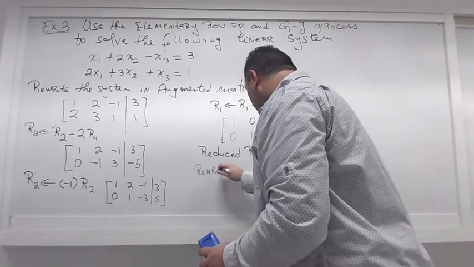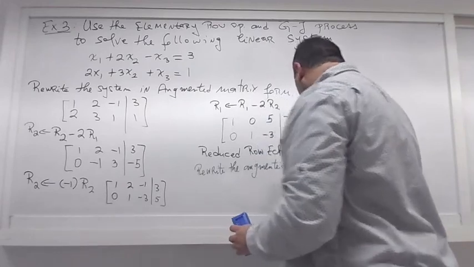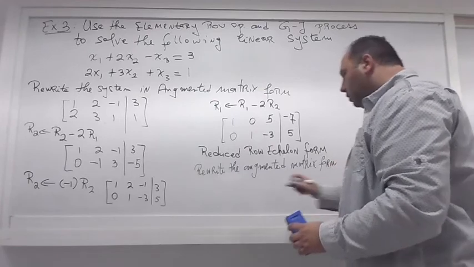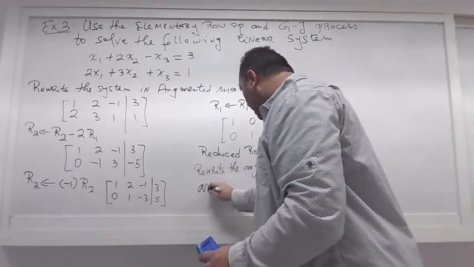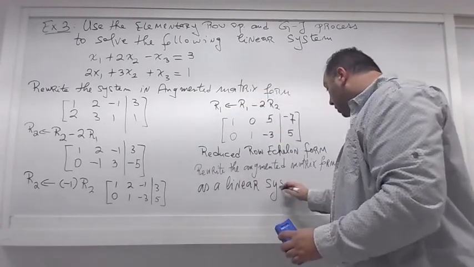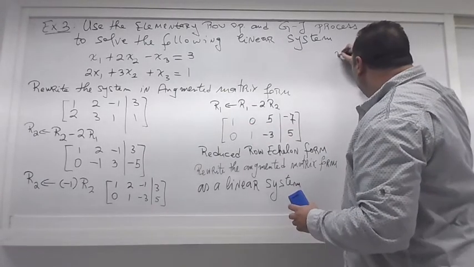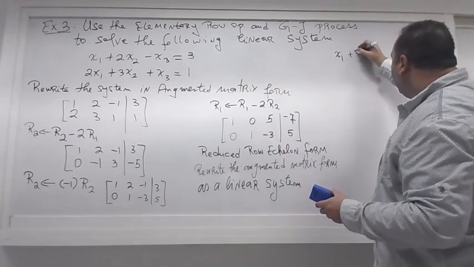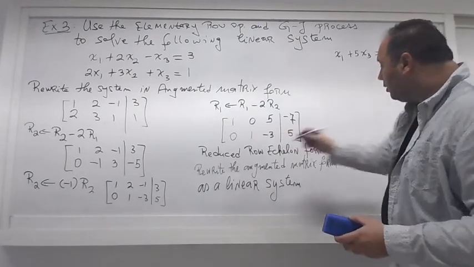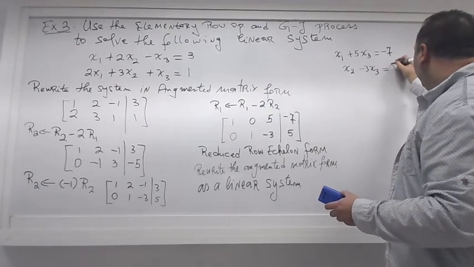Rewrite the augmented matrix form as a linear system. So that's what we are going to do systematically. What does that mean? Well, first equation says it's x1 plus 0 times x2 plus 5 times x3 is equal to minus 7. And the second equation says x2 minus 3 times x3 is equal to 5.